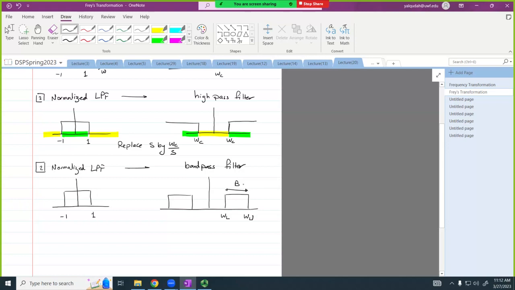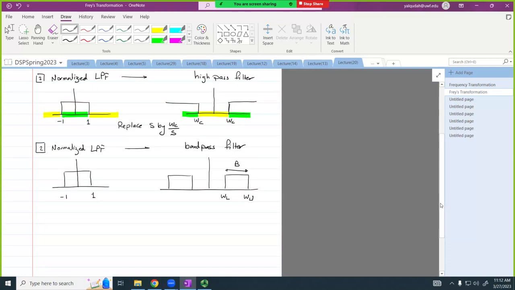In order to convert a normalized low-pass filter to a bandpass filter, we need to replace S by S squared plus omega 0 squared divided by B multiplied by S, where omega 0 is equal to the square root of omega upper multiplied by omega lower, and B is equal to omega upper minus omega lower.